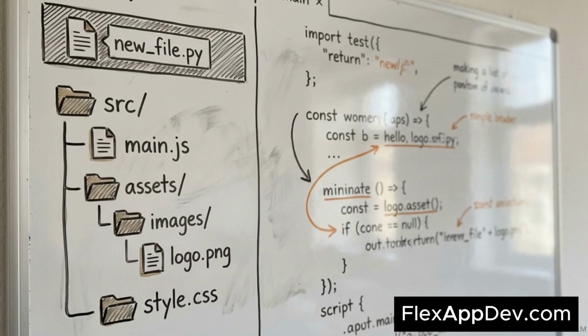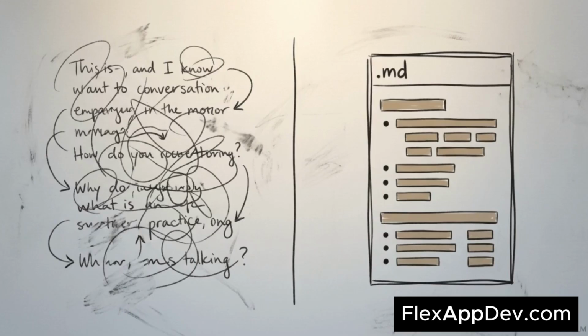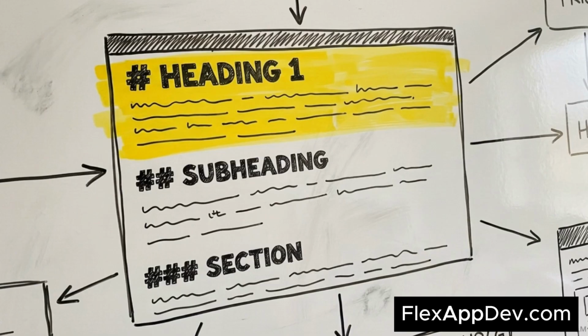The AI compiles your conversational answers and generates a configuration file inside your project folder. This is saved as a markdown file, a lightweight text format that uses simple symbols to organize headings and lists. It categorizes your target demographics, voice parameters, and platform rules into a clear, readable structure.